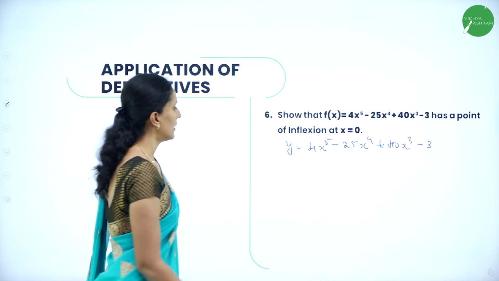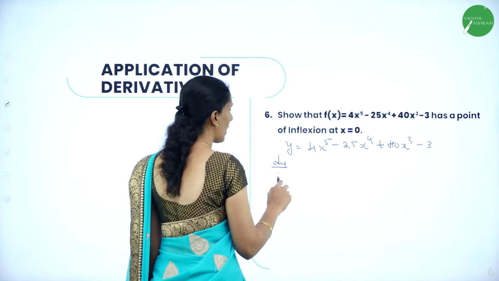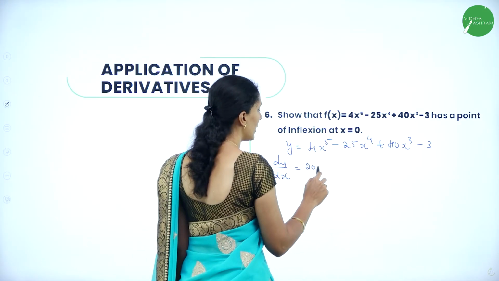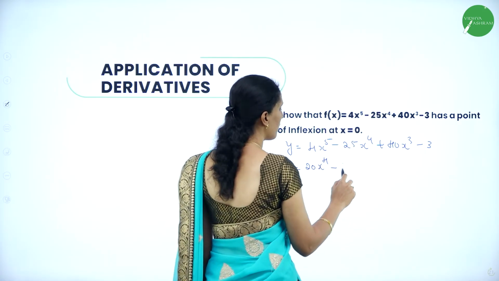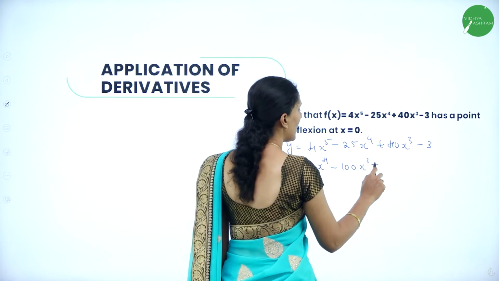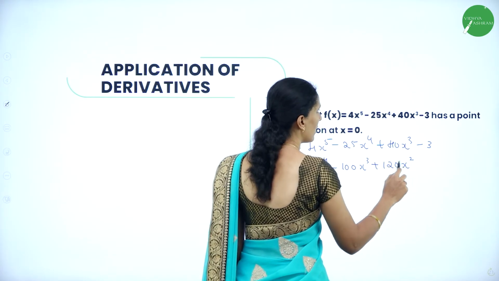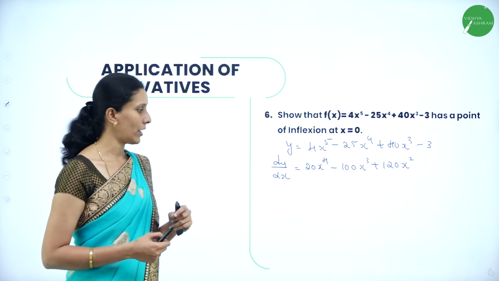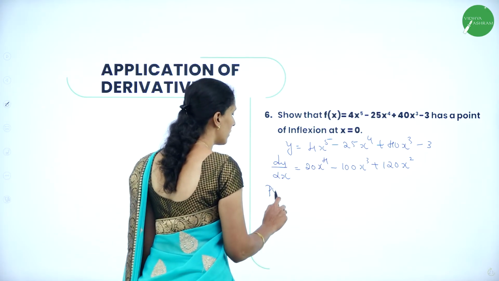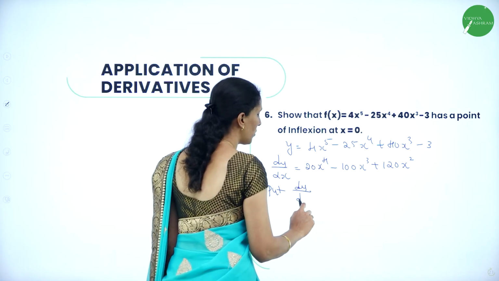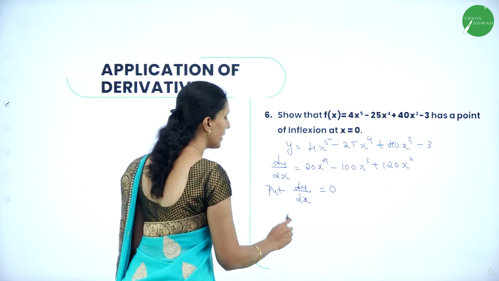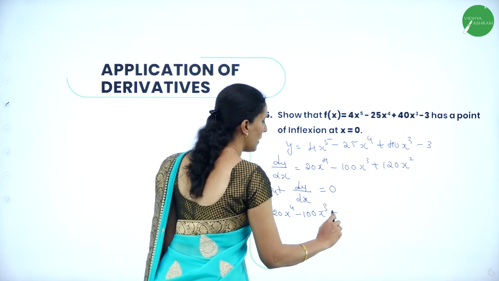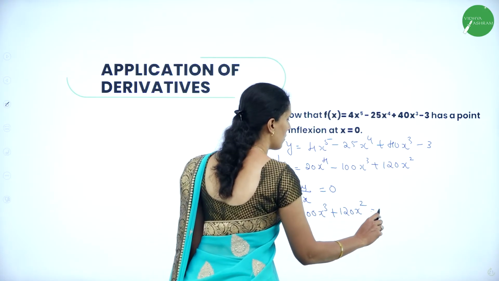Let us take the first order derivative, that is dy by dx. It becomes 4 into 5x square, that is 20x power 4, minus 25 fours are 100x cube, plus 120x square, minus 0. Now we have to show that x is equal to 0 is a point of inflection. So therefore, first put dy by dx is equal to 0. So if you put dy by dx is equal to 0, we get 20x power 4 minus 100x cube plus 120x square is equal to 0.